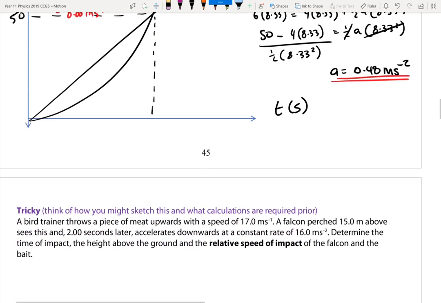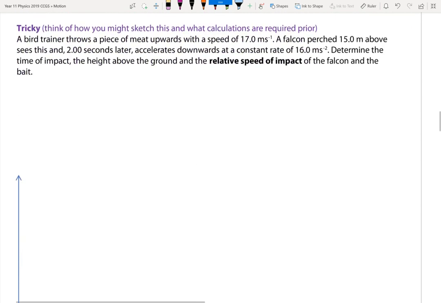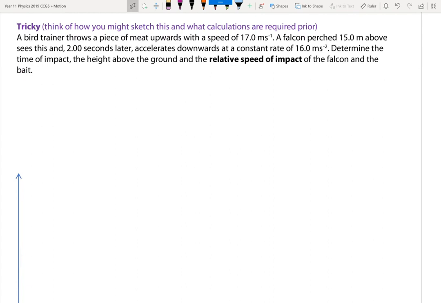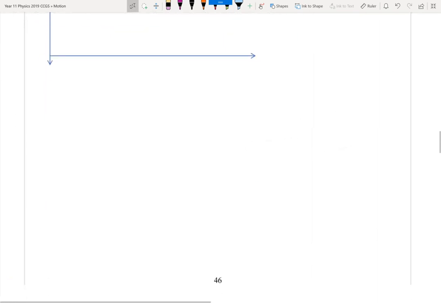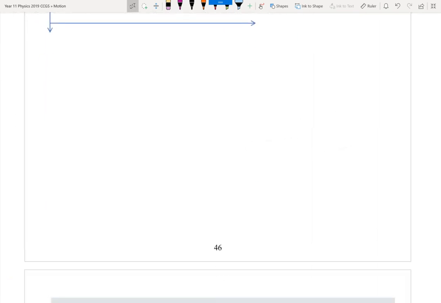All right. Okay. This one is really difficult, and I'm going to leave you guys to try and solve it. Okay? But first, hang on. Do we have any spare paper anywhere? Bottom of page 46. Let's do an easy one first. Then you can do the hard one. Easy one.